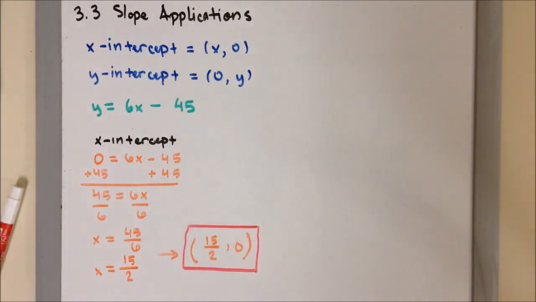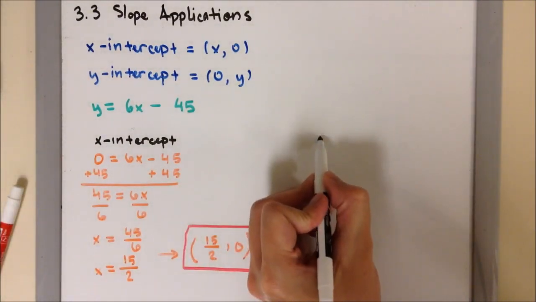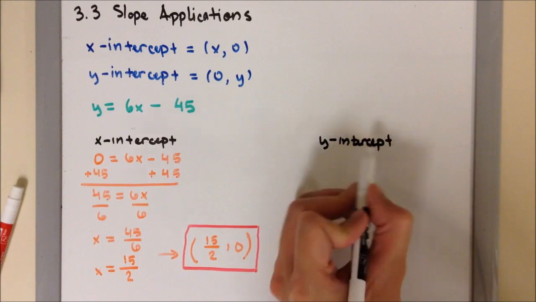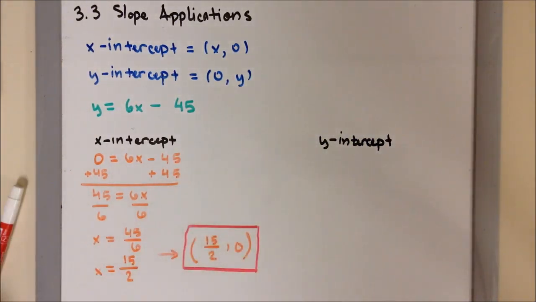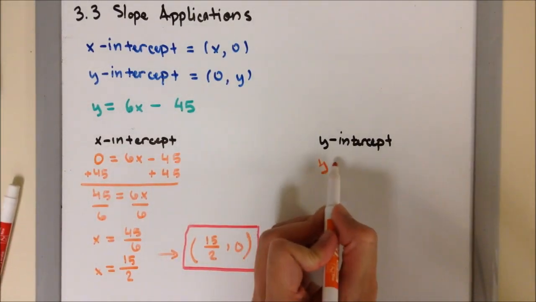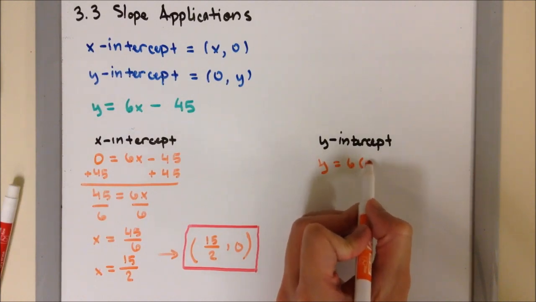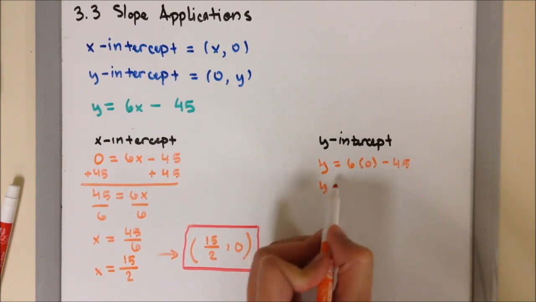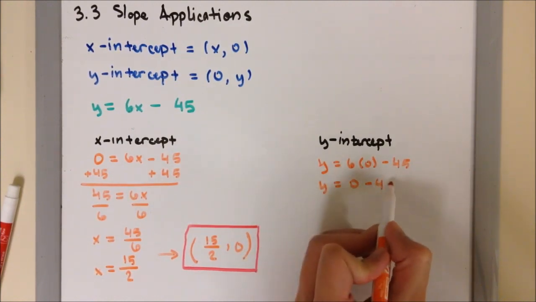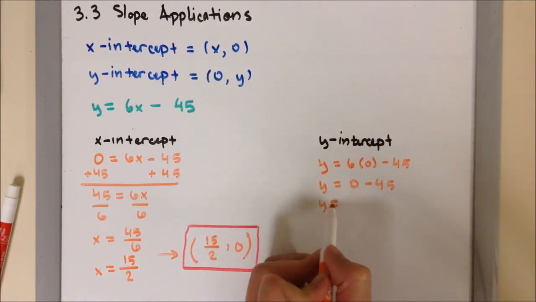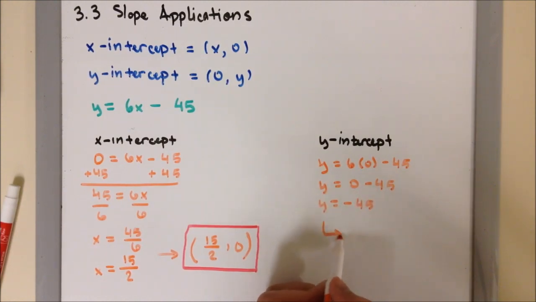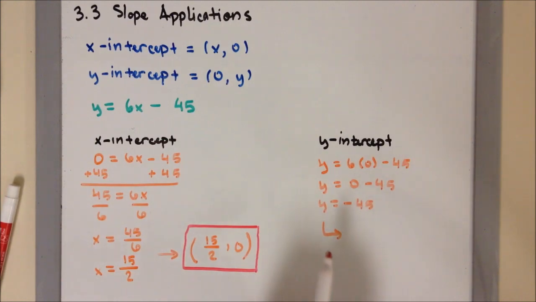Alright, next we're going to do the y-intercept. So we're going to use the same equation, but this time I want to plug in 0 for x. So it's going to be y equals 6 times 0 minus 45. So I'm going to simplify 6 times 0. It will be y equals 0 minus 45. And then 0 minus 45 will simply be minus 45. So therefore, the y value of my y-intercept is -45.